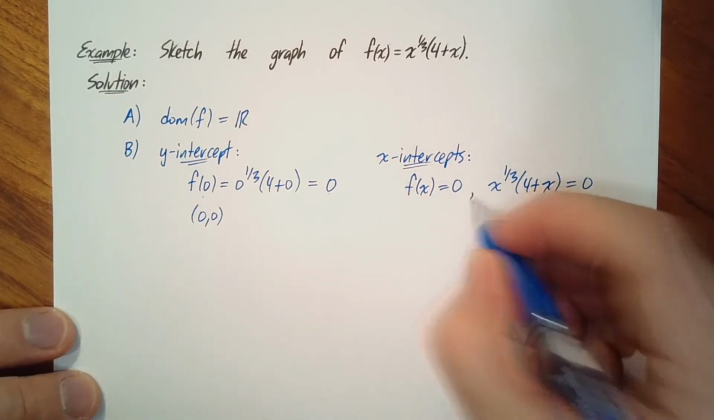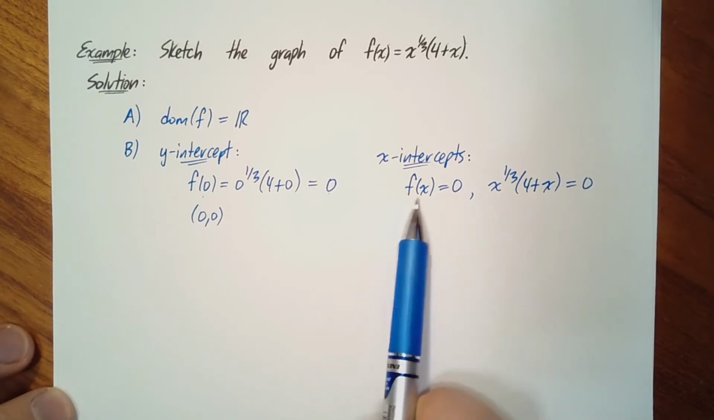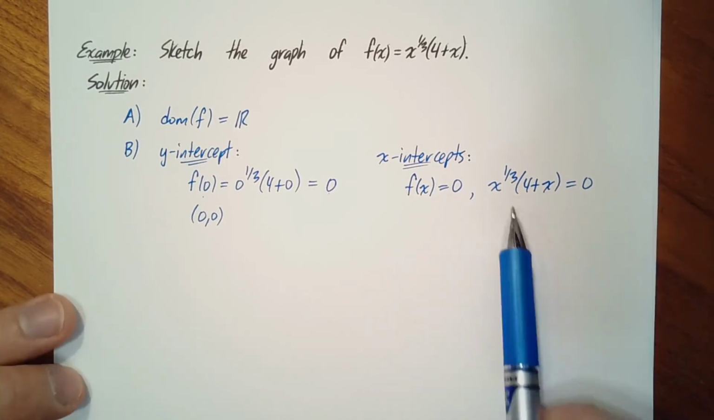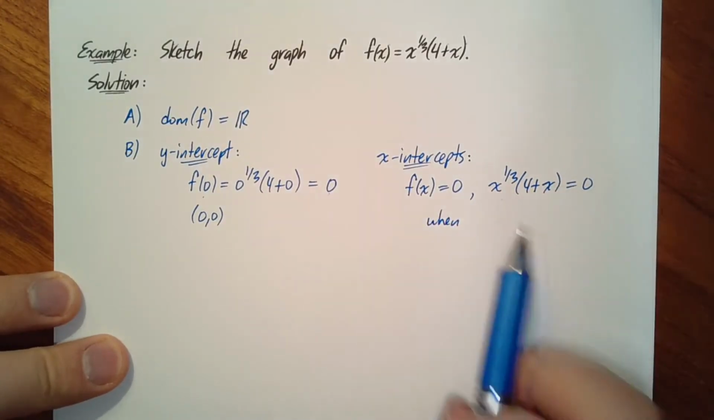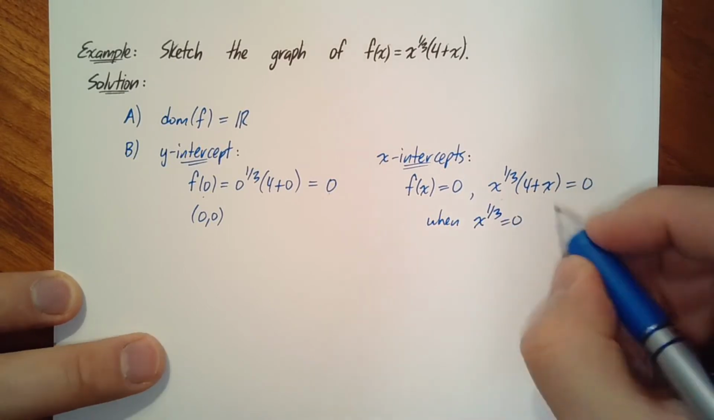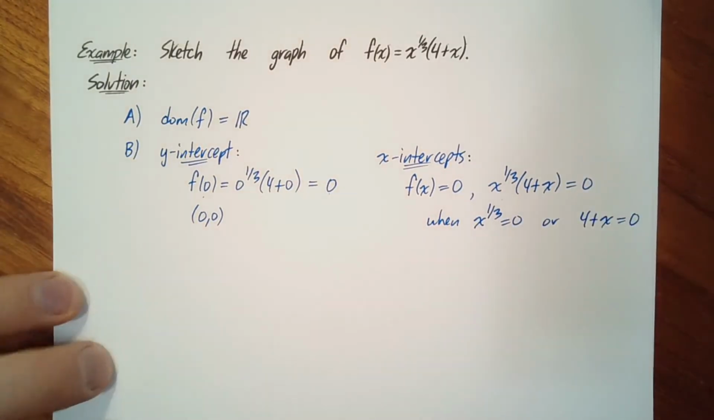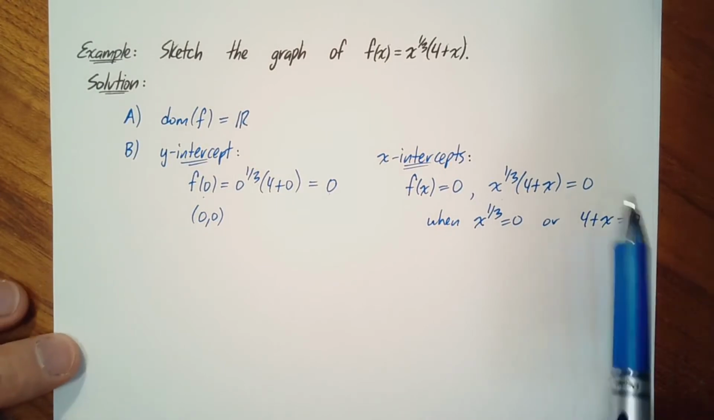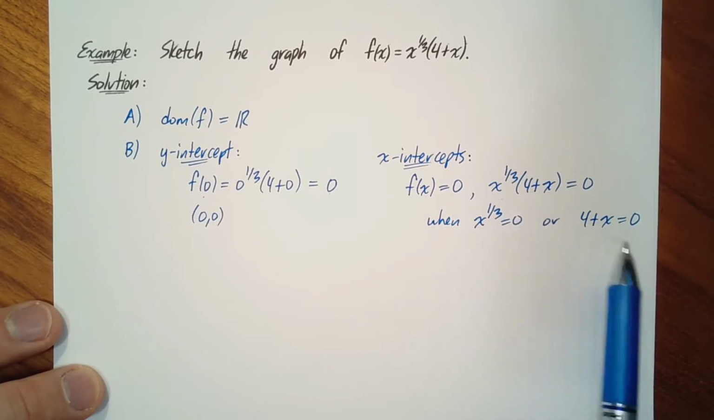Those are the same thing. I've just written out the actual function here instead of the notation f of x. So when is this going to be equal to 0? Now, this will be true when either x to the 1/3 equals 0 or 4 plus x equals 0. That's how you would solve an equation like this. It's already factored, so that's nice. So this is equal to 0 or this is equal to 0.